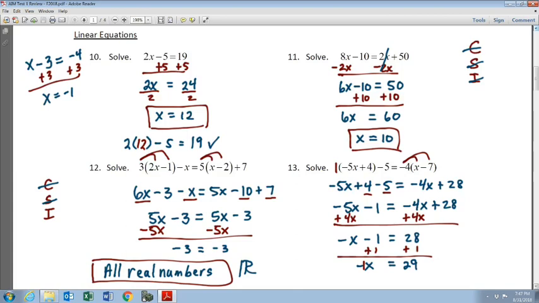And so at this point, you can think of it as you're dividing each side by negative 1, or you could think of it as you're multiplying both sides by negative 1. Either way, you're going to get x equals negative 29. All right, we're going to stop here for the first video.